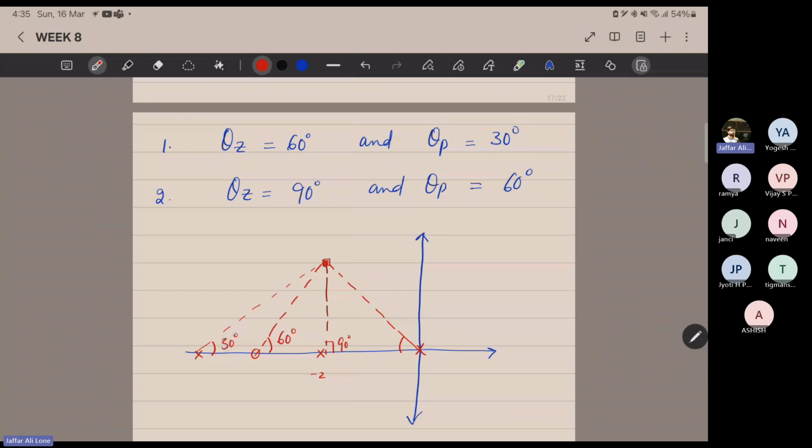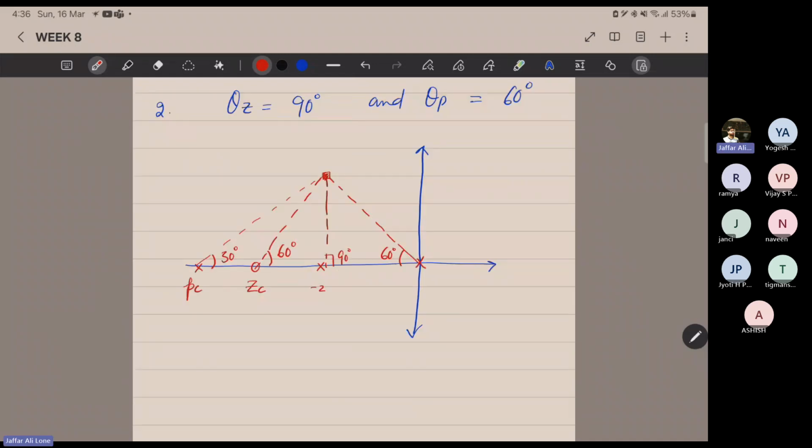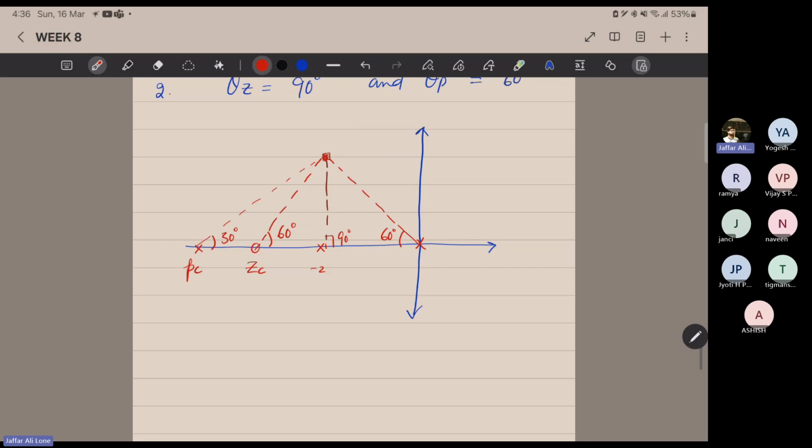Right? So with these angles, we need to find this location. This is ZC, this is PC. This is basic trigonometry, I know. And what is this? This is 2, minus 2 plus, this is actually 2 root 3, this point. I'll just write 2 root 3, the magnitude directly.